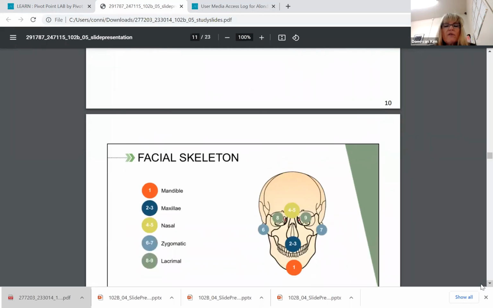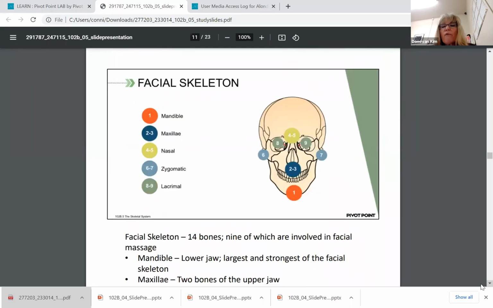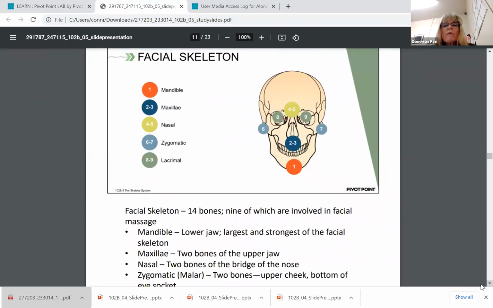We get to the facial skeleton now. They say you have 14 bones. Okay, so we got your mandible, which is, now notice they're only showing 9 on the picture, but the other ones you're not going to touch either. And you have 1, which is your mandible. That's your lower jaw, largest bone of the face. That's one of the questions that you're going to need to know. It's the largest bone of the face.